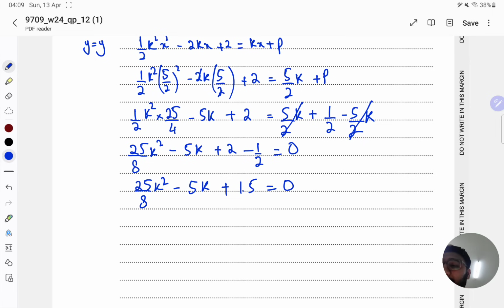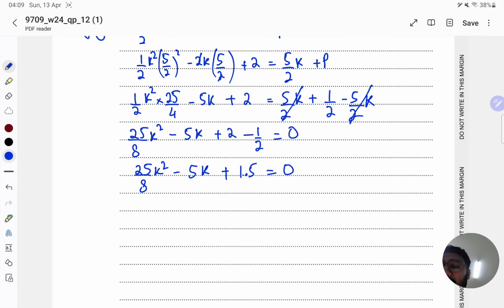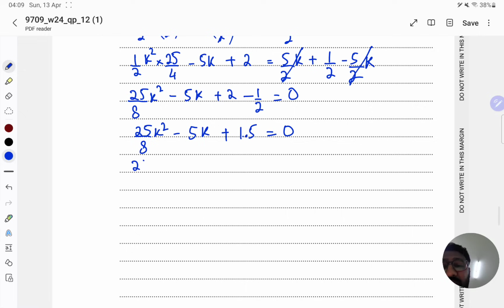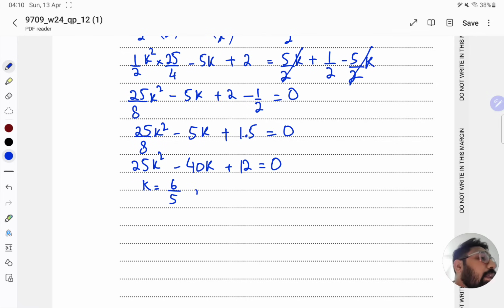We can multiply both sides by 8 to make it an equation that is solvable. So 25k squared minus 5 times 8, 40, k plus 1.5 times 8, which is 12, equals 0. We can find the value of k from here: 25, minus 40 and 12, which will give us the value of k as 6/5, and another value of k to be 2/5.